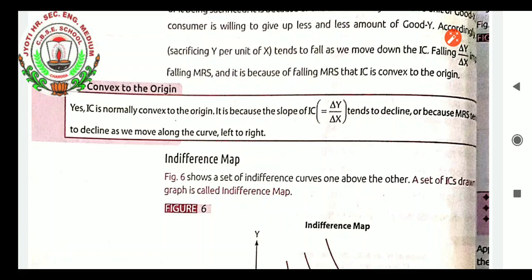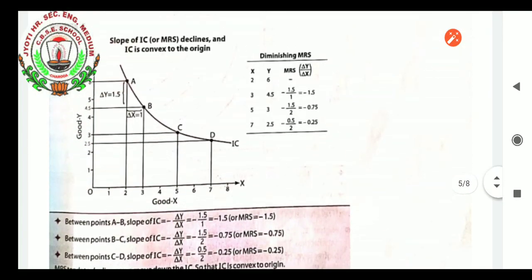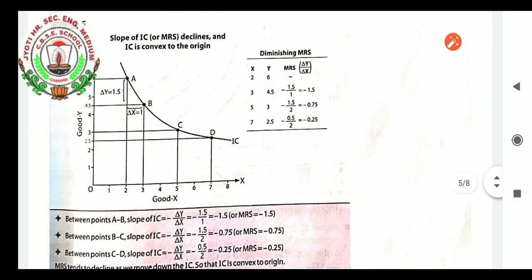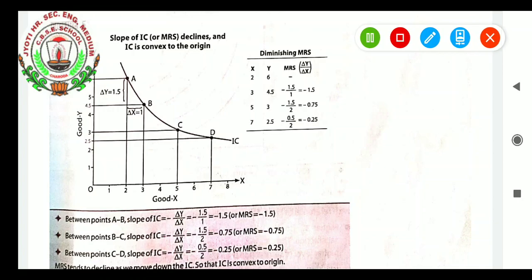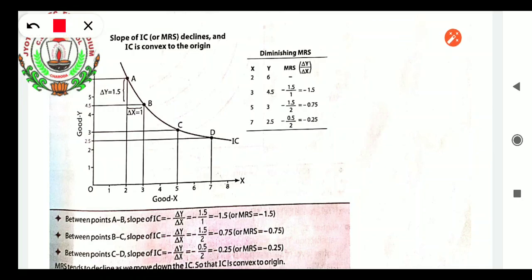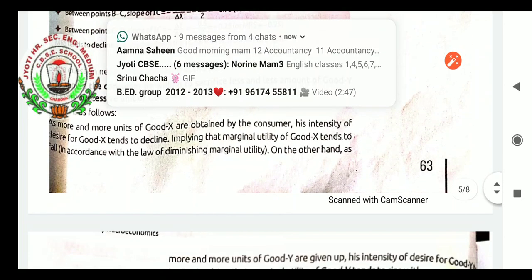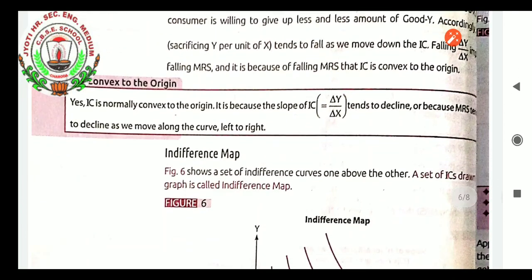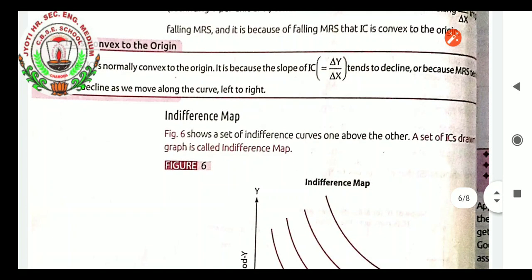It is because the slope of the IC, that is change in Y upon change in X, tends to decline, or because MRS tends to decline as we move along the curve from left to right. Okay, this is the left side and this is the right side. So you can see it is moving from left to right. So this is the phenomenon of MRS. Yes, the IC is convex to the origin because the slope of the IC tends to decline, or because MRS tends to decline as we move along the curve from left to right.